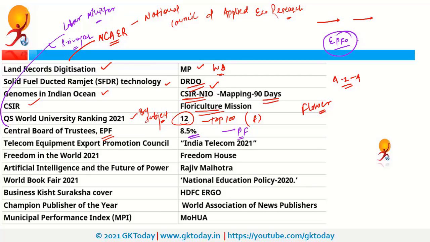Answer in comment box who is the current CEO of EPFO. The CEO of EPFO is also known as Central Provident Fund Commissioner. Next is Telecom Equipment Export Promotion Council. So this was in news because it organized India Telecom 2021. And for this, MEA, that is Ministry of External Affairs, and MAI also supported it. What is MAI? It is Market Access Initiative. Answer in comment box. This Market Access Initiative is an initiative of which union ministry?